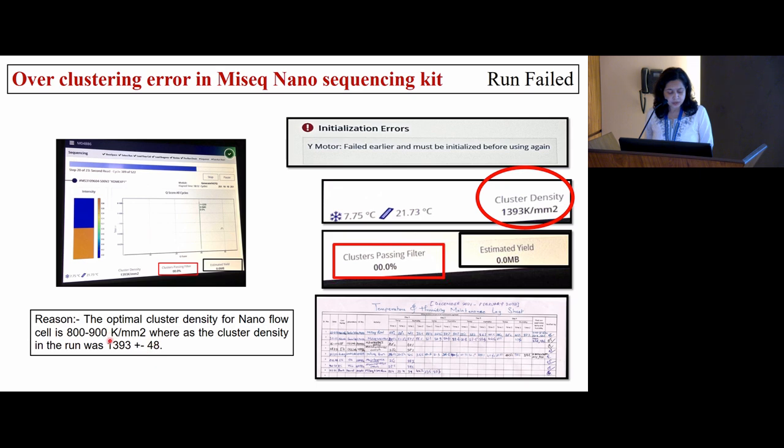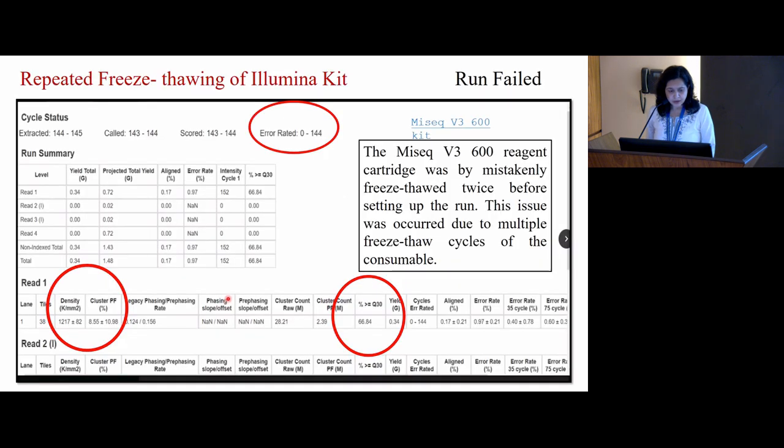But the thing was that the range of this nano kit was 800 to 900 over. But we have to get the cluster more than that. So however, everything was okay, but it is not adequate quantification. So we had failed this run.